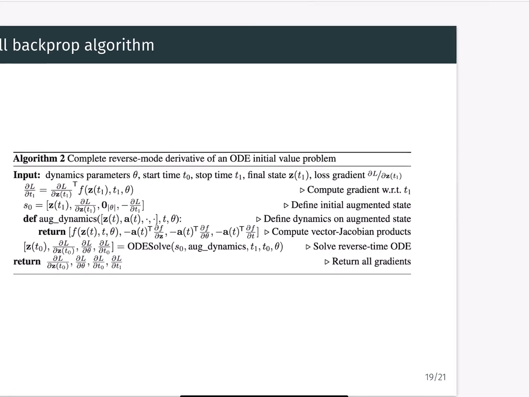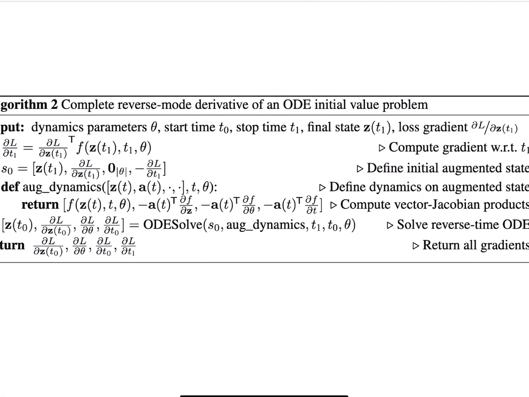So here's the complete backprop algorithm from the paper, and let's look at the input here. The input is the parameters, the start time and the stop time. So this is the time at which we get the answer, the output of our neural network. This is the actual final state, and this is the loss gradient. This is dL/dz at t1.